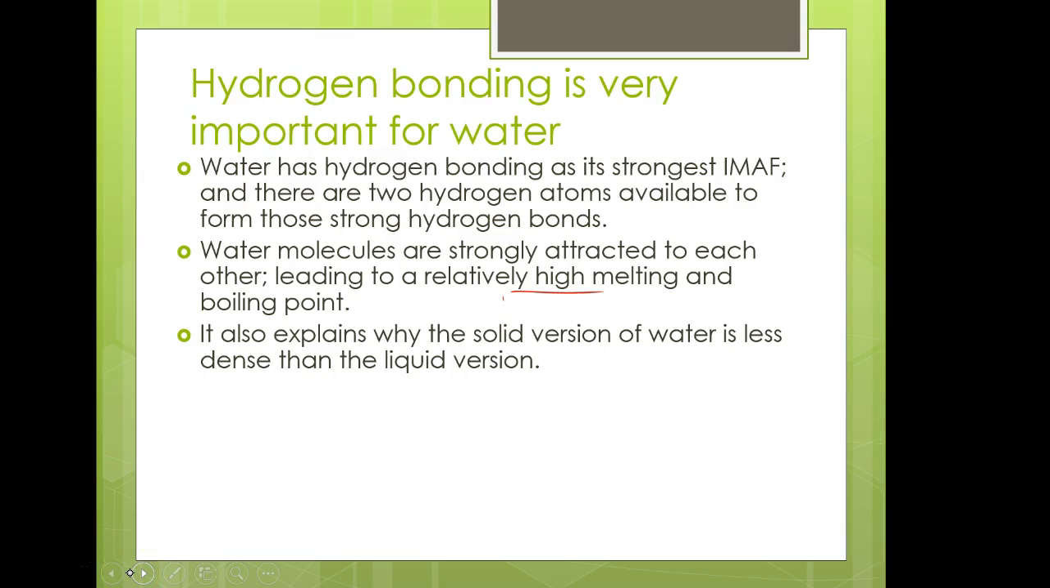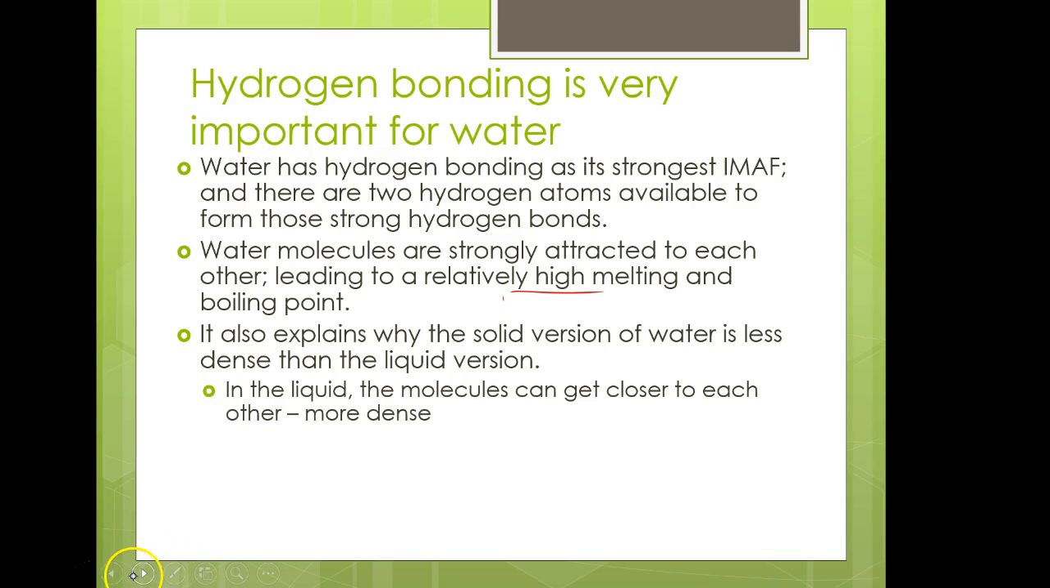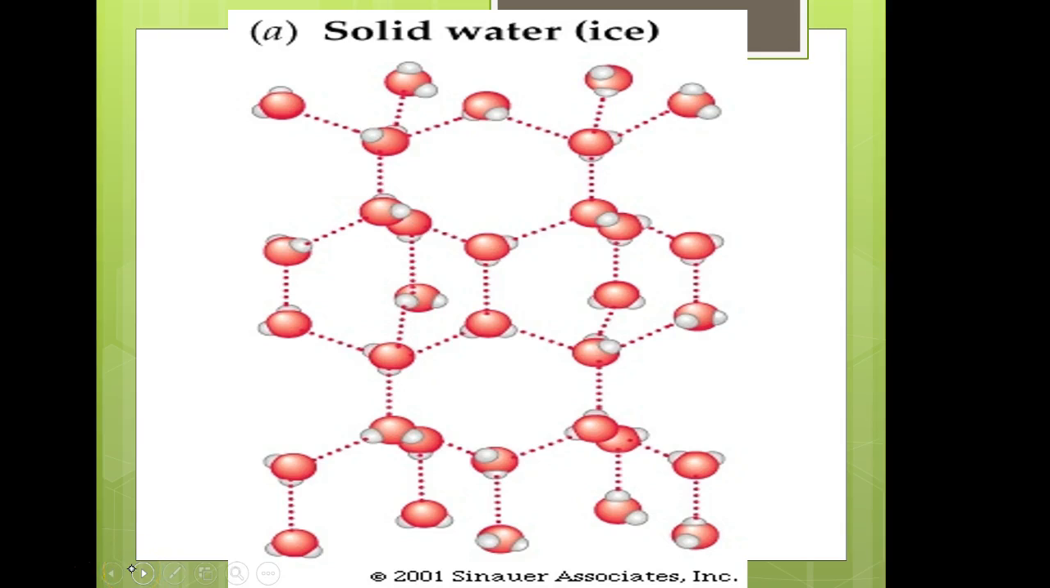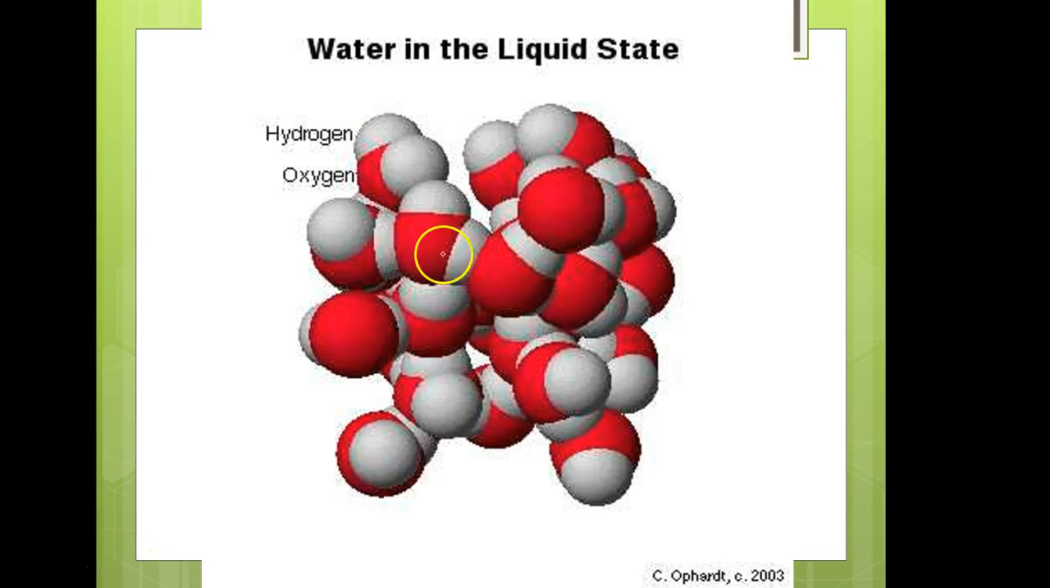This also explains why solid water floats on top of liquid water, because when they line up as a liquid, they have a lot less space than they do as a solid. So in a liquid, the molecules can get closer to each other, it's more dense. As a solid, the molecules line up according to their intermolecular attractive forces and freeze in place, literally, and it's less dense and it floats. With most substances, the solid form is more dense than the liquid form. So this is the solid. See how it's got all this empty space when they line up with their hydrogen bonds? When it turns into a liquid, they get a lot closer together, and it actually decreases the volume, which increases the density.